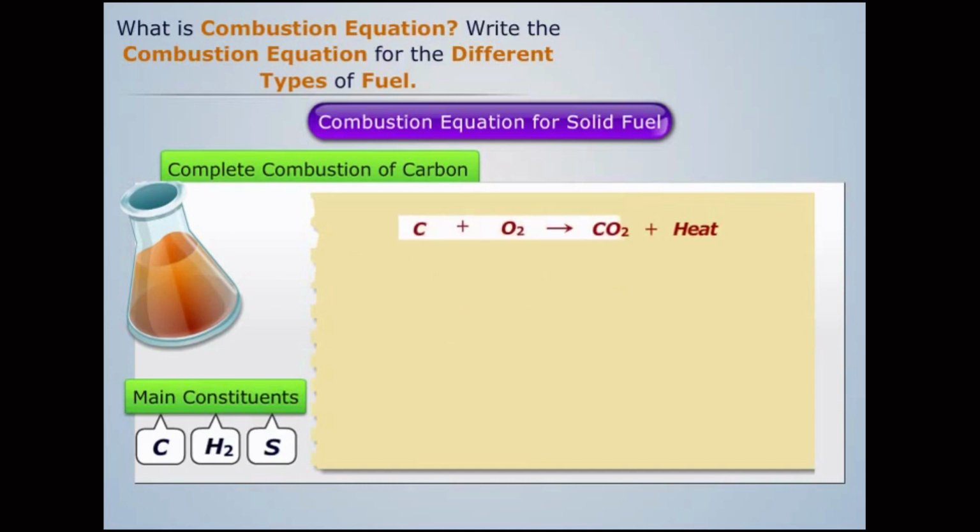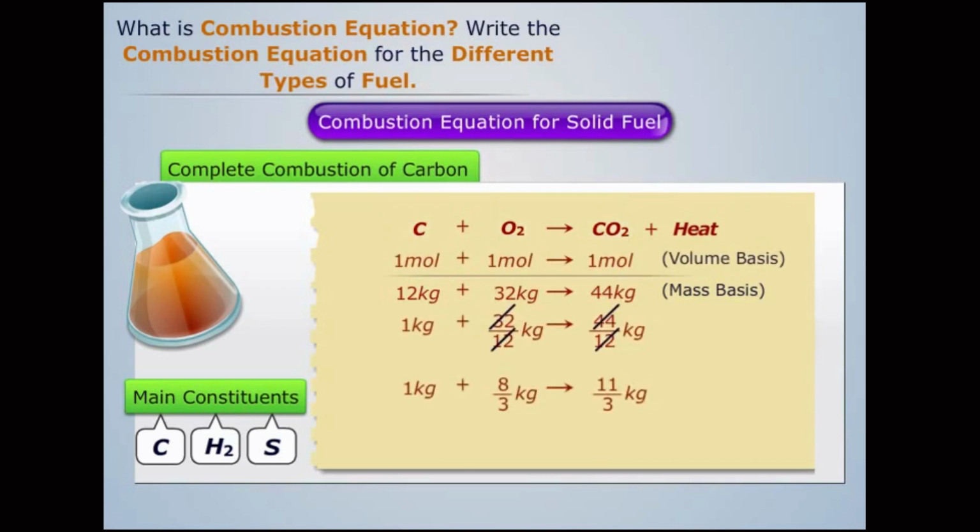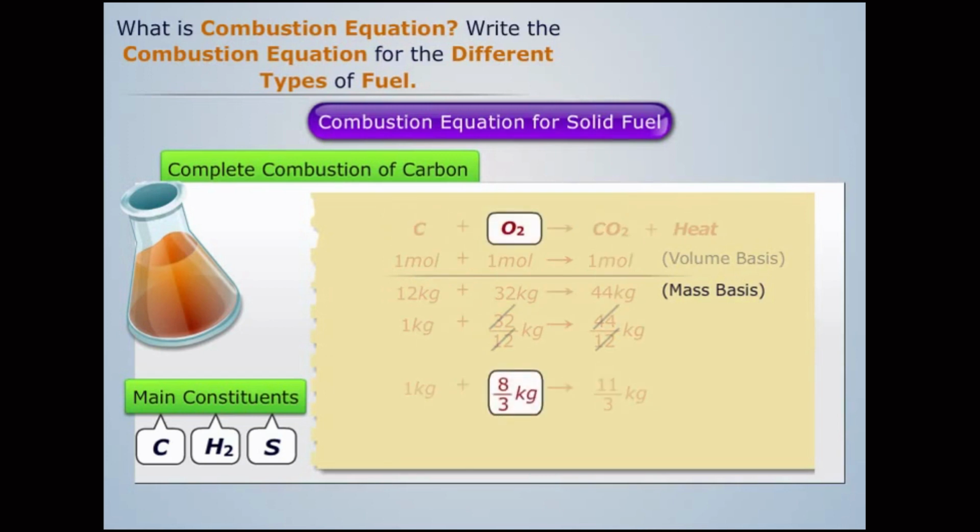Now, when we analyze this equation on the volume basis, we observe that 1 mole of carbon and 1 mole of oxygen produce 1 mole of carbon dioxide. And on the mass basis, we observe that 12 kilograms of carbon requires 32 kilograms of oxygen to produce 44 kilograms of carbon dioxide. Thus, we can say that 8/3 kilograms of oxygen is required for the complete combustion of 1 kilogram of carbon into 11/3 kilograms of carbon dioxide.